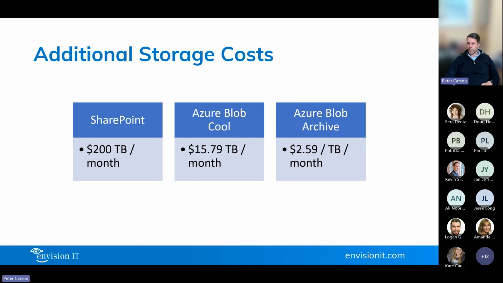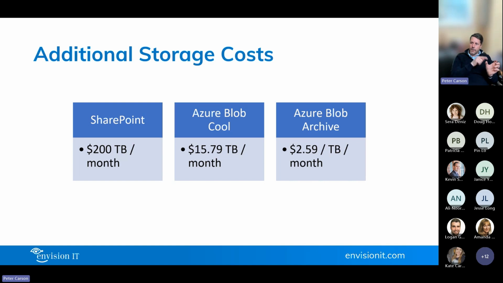AvePoint's probably the best solution that I've seen around this, where they actually have a product to help manage this for you. And basically, it can identify content that's been flagged for archive, and it'll push it into the Azure Blob Storage. You can actually push it into other places, including hosted by AvePoint themselves if you want to. And it leaves a stub behind in SharePoint.